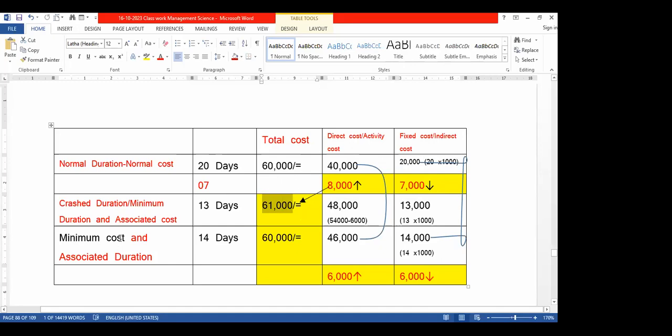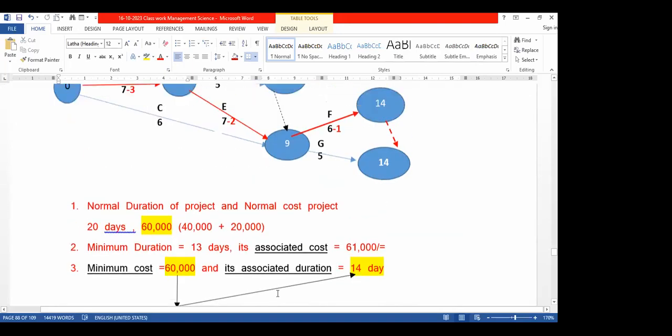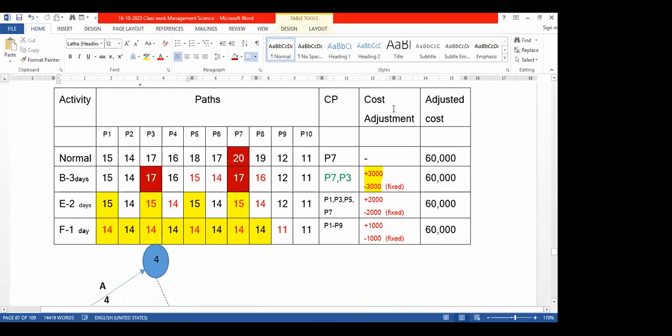Again, you see that the minimum cost is 60,000, remaining the same as the normal cost. All these calculations we have done in a very detailed way in the table, because the rate of increase and the rate of reduction between these two trade-offs are the same, therefore it's not affected. So we have done that.